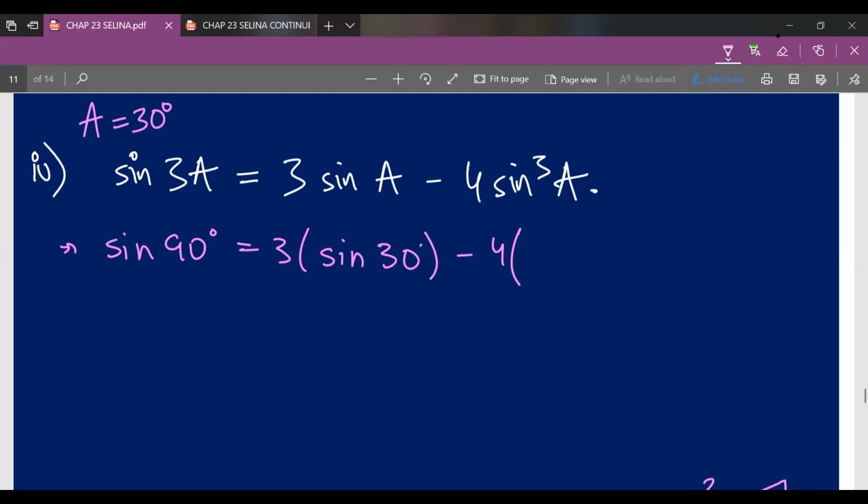If it was sin raised to the power 4, it would have been sin A into sin A into sin A into sin A. So accordingly we solve the question. So over here I've written 4 into sin cube A, so that is sin 30 degree into sin 30 degree into sin 30 degree. So these are degrees.